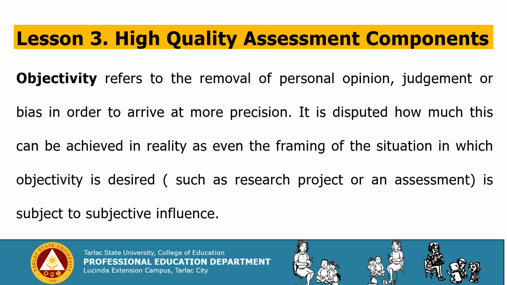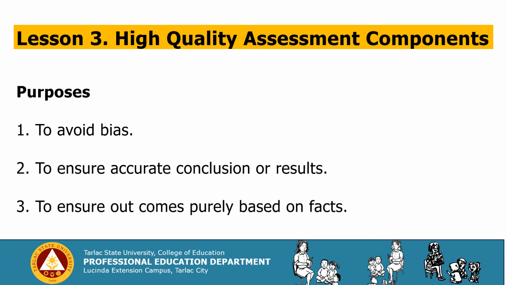Let us now move on to objectivity. When we are talking about objectivity, it refers to the removal of personal opinion, personal judgment, or personal bias in order to arrive at more precision. It is disputed how much this can be achieved in reality, as even the framing of the situation in which objectivity is desired, such as a research project or an assessment, is subject to subjective influence. These are the purposes. Number one, to avoid bias. Number two, to ensure accurate conclusions or results. Number three, to ensure outcomes purely based on facts.